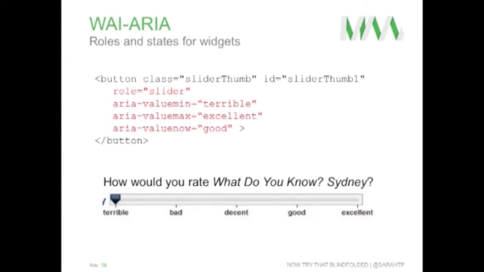And the last one is assigning roles and states for widgets. So these are all the funky things you can do, like sliders and menu trees and dragging and dropping and all sorts of things. This is just a simple example of a slider where you can assign, in this case it's a button, something a role, which is slider. You can set a minimum value, which is terrible, a maximum value, which is excellent, and a value now, which is good. And so that will allow the user to access the slider and use the keyboard to change the value of the particular slider that you're using.